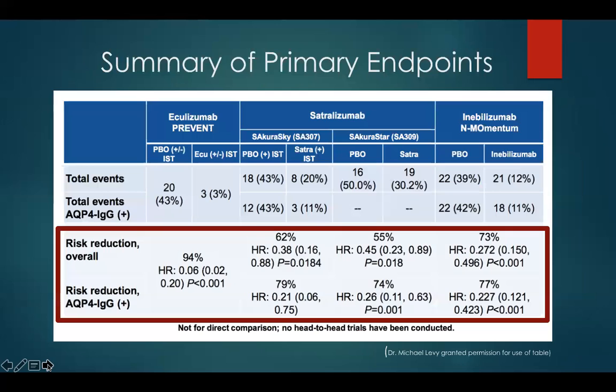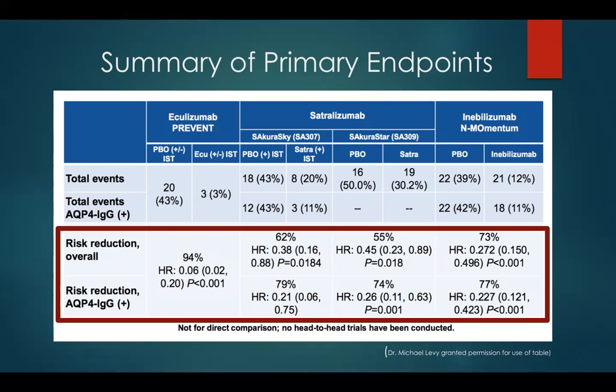And this table was generated by one of my mentors, and he let me use it for the talk today. I like it because it shows overall risk reduction. The risk reduction for aquaporin-4 IgG was 94% for eculizumab, between 74 to 79% for satralizumab, and 77% for inebilizumab. So even though the risk reduction is much higher for eculizumab, it needs to be kept in mind that these are not a direct comparison. There was no head-to-head trial for these three that has been conducted as of yet.